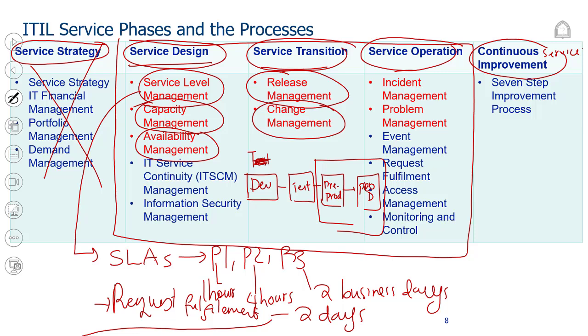So we raise a problem, and the reason for raising a problem is because we want the root cause analysis to be done. And problems are usually assigned to the senior people within the teams to find out why the problem occurred. And once they find out the cause of the incident, they come up with a way to prevent it from happening in the future.